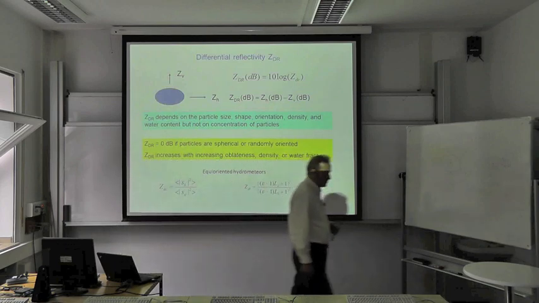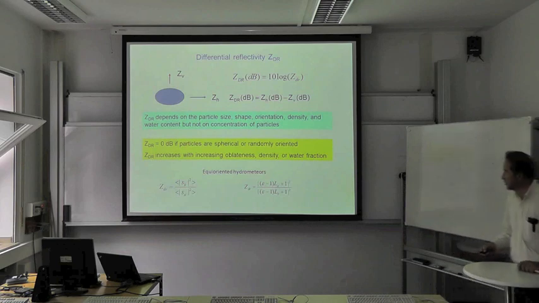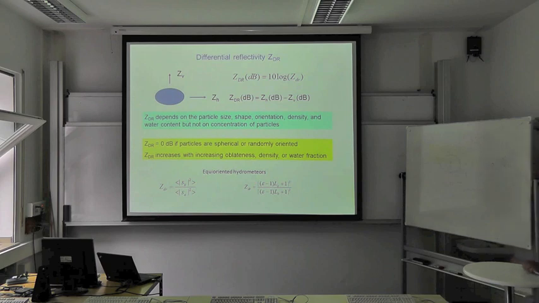Differential reflectivity is the most important polarimetric variable, so we may dwell a little longer on the explanation of the physical meaning of differential reflectivity in relation to the physical properties of hydrometeors. This is the difference, in the log scale, between radar reflectivity measured at horizontal and vertical polarization. From the previous formulas, it turns out that differential reflectivity depends on particle size, shape, orientation, density, and water content if we are talking about mixed-phase particles. But it does not depend on the concentration of particles, because it is a ratio in linear scale of the power of radar reflectivity at horizontal and vertical polarization. So it doesn't depend on concentration.